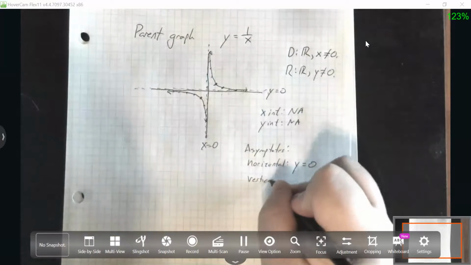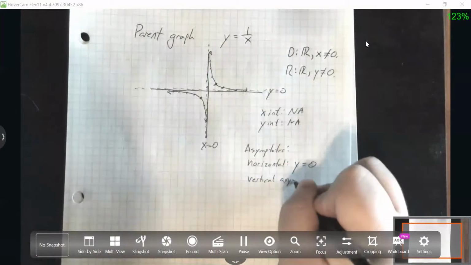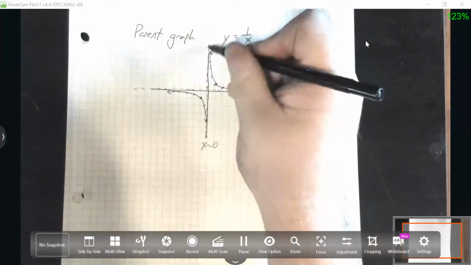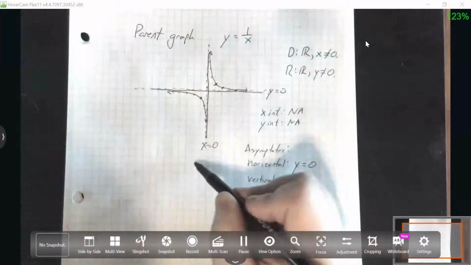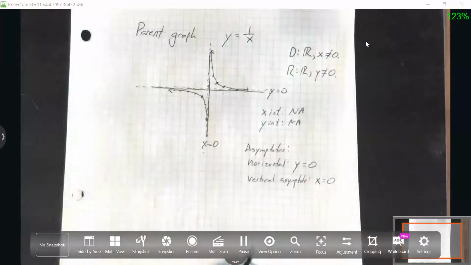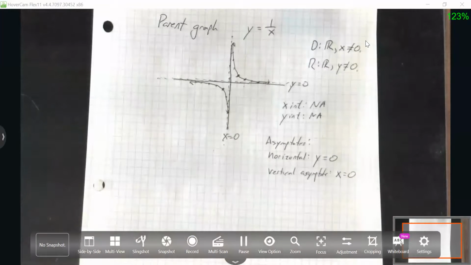Our vertical asymptote is straight up and down here. And again, remember, a straight up and down line has an equation of x equals whatever value it is. So our vertical asymptote is at x equals 0. This forms our basic information for a parent graph.